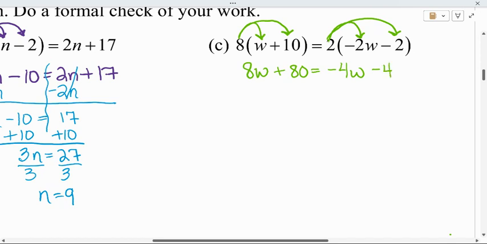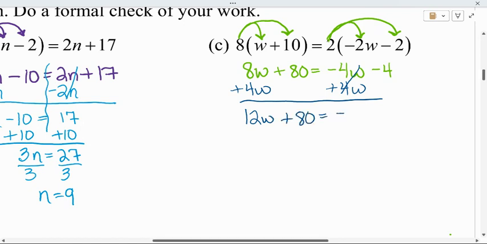All right, Ken, you're up. Can you finish it out for us? Or at least tell us the next step? Positive 4? Positive 4W. Perfect. So positive 4W on both sides gives me 12W plus 80 equals negative 4.